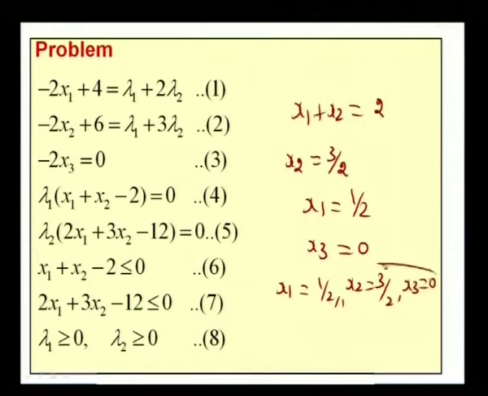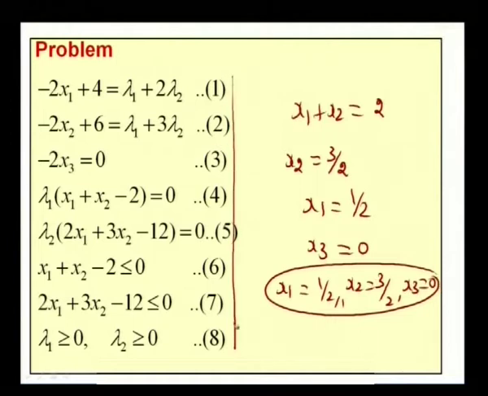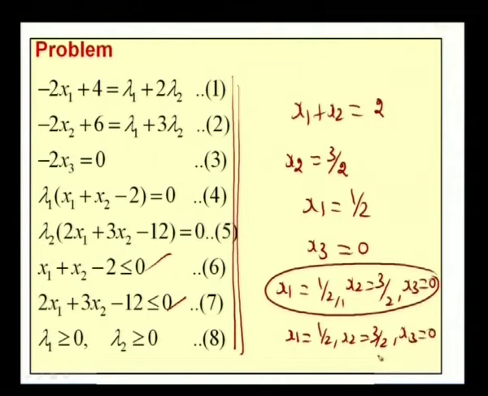Now, with this value of x1, x2, all the equations from 1 to 8 are satisfied. If you substitute this value of x1, x2, both equation 6 and 7 are satisfied. Therefore, this solution satisfies all the conditions of the Kuhn-Tucker conditions. Therefore, the optimum solution to this problem is x1 equal to 1 by 2, x2 equal to 3 by 2, x3 equal to 0 with maximum z equal to 17 by 2.